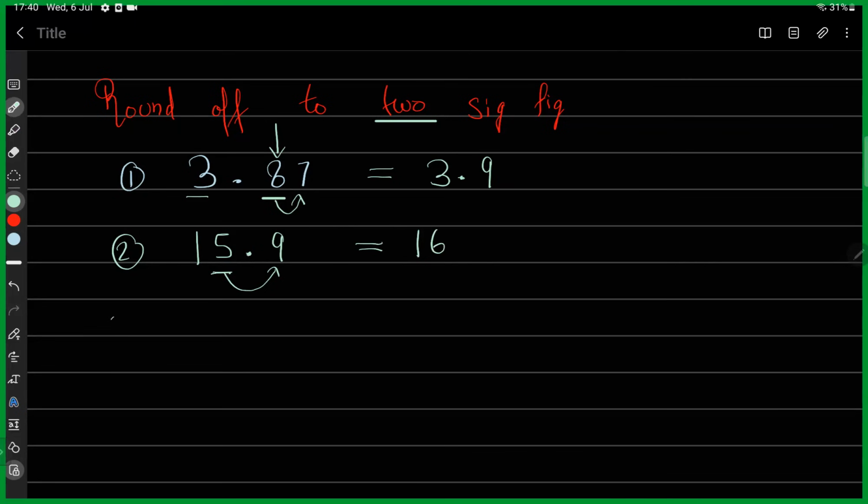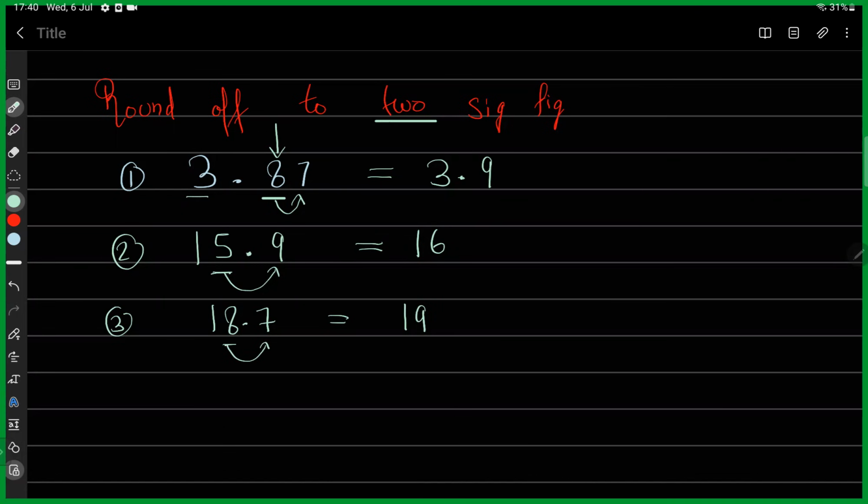Third example is for you guys. Please try doing it. I'm pretty sure all of you can do it. 18.7. Yes, quickly round it off. Very well done, Umaiza. Excellent. 19. Very good. Well done. 19. Why? Because it's 8. The number after 8 is 7. It's greater than 5. So we will add 1 to the previous number.